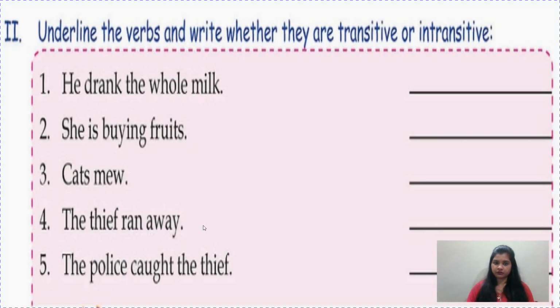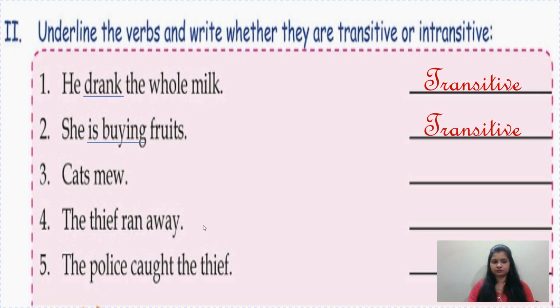Now underline the verbs and write whether they are transitive or intransitive. He drank what? The whole milk. So it is transitive. She is buying fruits. So please, what is verb here? Is buying. Is helping verb and buying is verb. And what is she buying? Fruits. We need an answer. We need an object. So again, it is transitive.